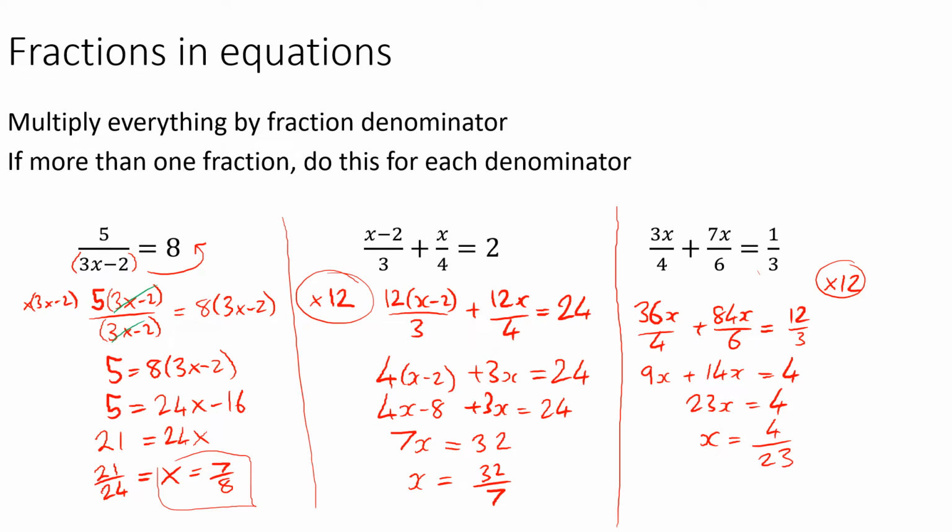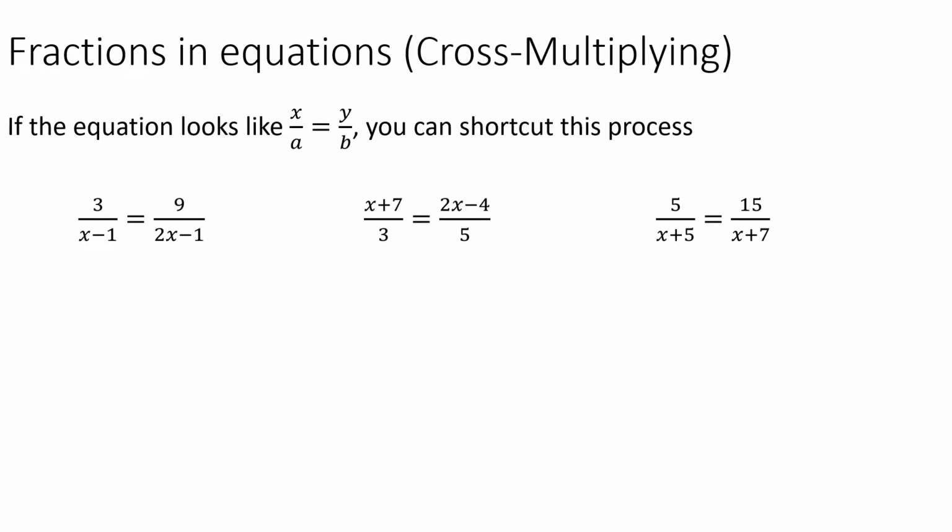Okay. One special case of this is where you have a fraction equals a fraction, and we can use something called cross multiplication to shorten this process. I'll just show this long form so it's obvious what I'm doing. Here, I'd be looking to multiply everything by x minus 1 and to multiply everything by 2x minus 1. That would get rid of both the denominators.